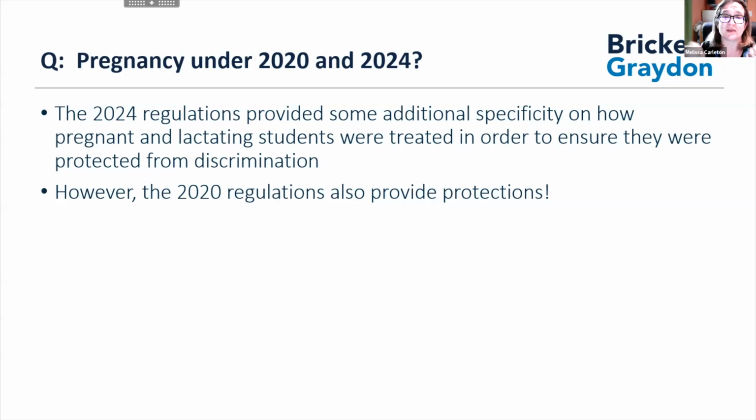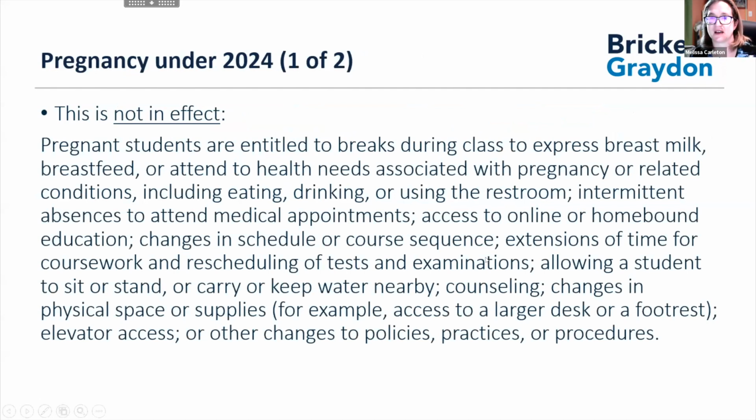So when we're rolling back the 2024 regulations to the 2020 regulations, those 2020 regulations did also provide protections to pregnant individuals. So this language, I don't want to go over it in great detail because it is not in effect, but it did provide that same sort of access to services and supports that might help a pregnant student get through their educational program to the extent that they can, even as they're pregnant, even as they're experiencing childbirth. I love this. Access to a larger desk or a footrest is one of the things that they suggest might be appropriate to pregnancy, and I can remember that very, very well.